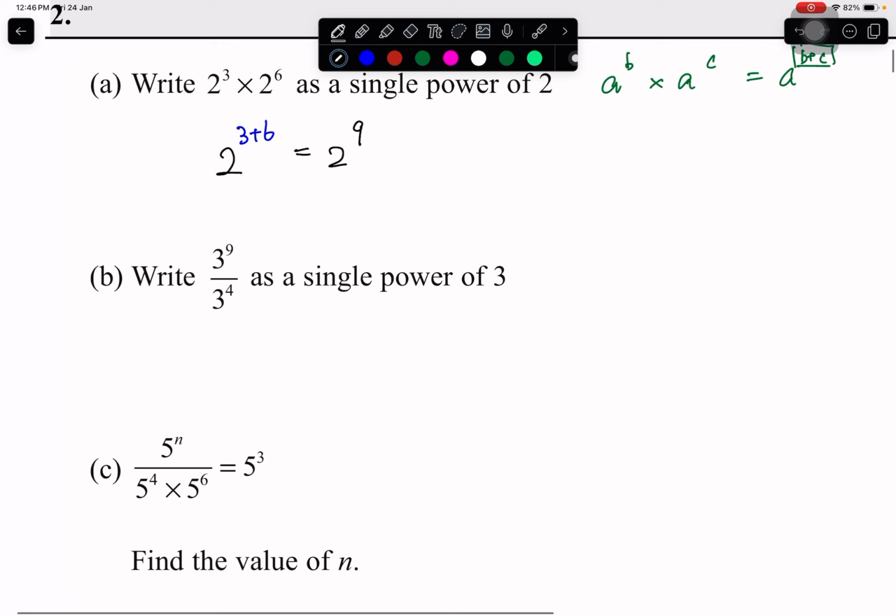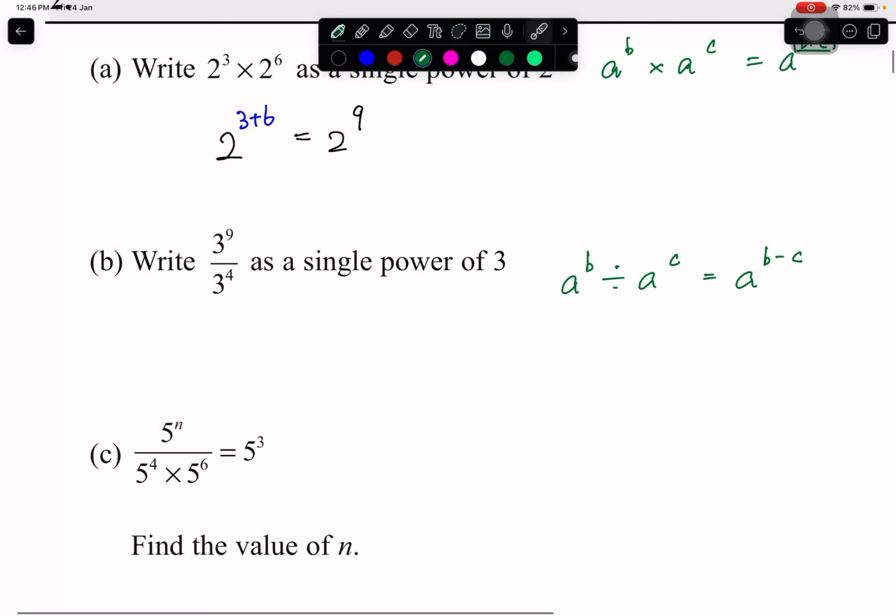Okay, part B, again, the rules, I'll write it in green. A to the power of b divided by a to the power of c, we're going to have a to the power of b minus c. Okay, outside is the divide. It will turn to minus in the exponent part. We're going to have 3 to the power of 9 minus 4, which is 3 to the power of 5.